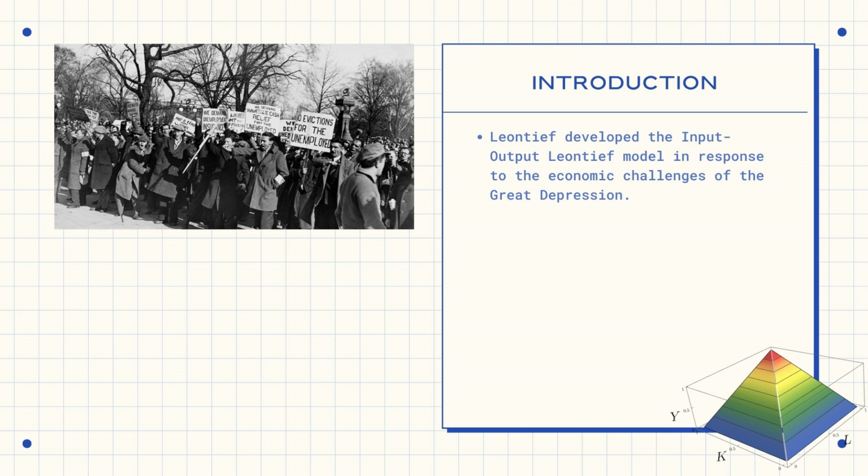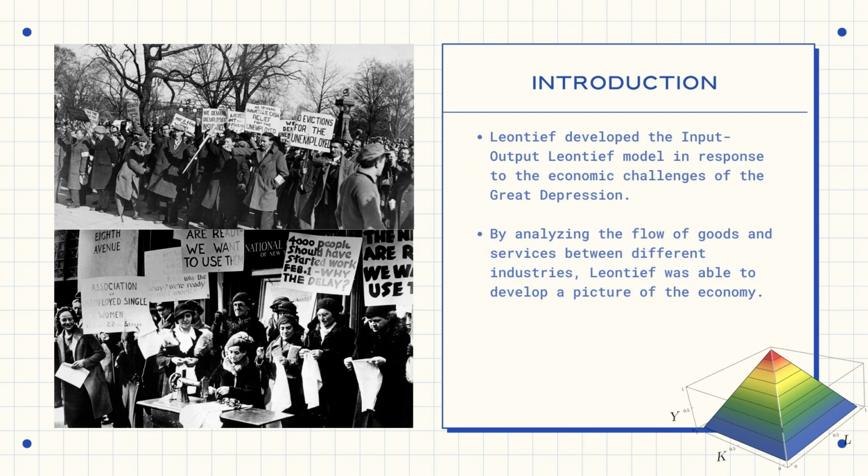His model was based on the idea that every industry requires inputs from other industries in order to produce goods and services. By analyzing the flows of goods and services between different industries, Leontief was able to develop a comprehensive picture of the economy as a whole.